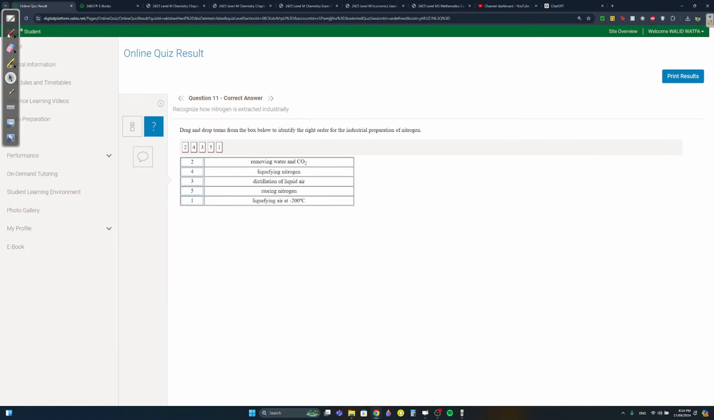So, what's the first step? The first step is to compress it, right? We want to liquefy the air. We compress it. When we compress it, what do we get? Water and carbon dioxide. After we get carbon dioxide and water, we do fractional distillation of our liquefied air. What's going to happen? Nitrogen will go out. You're going to get nitrogen. And then when you get that nitrogen, you store it.